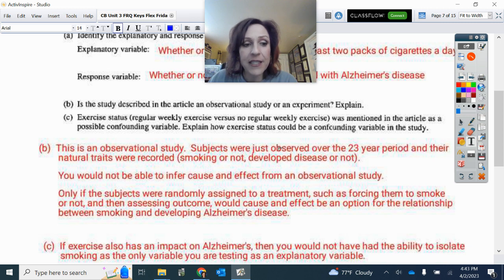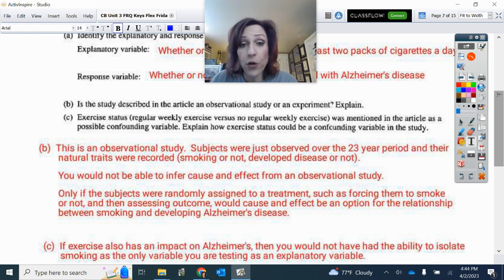I had to then go into this. Only if the subjects were randomly assigned to a treatment. Okay, that's not okay yet. Such as forcing them to smoke or not, and then assessing the outcome. Would cause and effect be an option? See, such as forcing them to smoke or not. Random assignment to the treatment, such as smoking or not. That was what finished me out to get that full credit on that.